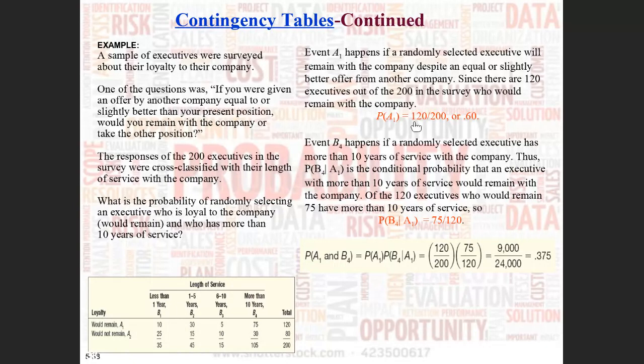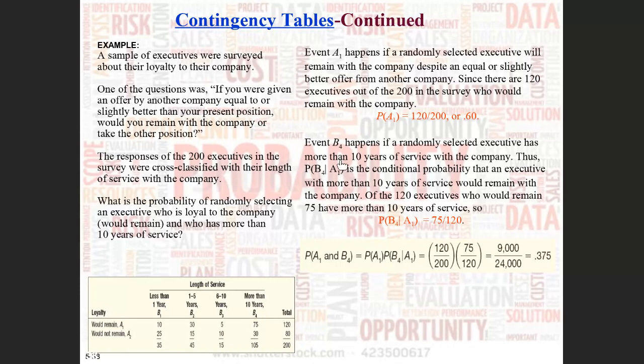So event A1, which is this, they would remain, happens if a randomly selected executive will remain with the company despite an equally or slightly better offer from another company. Since there are 120 executives out of the 200 in the survey who would remain with the company, okay, look at these totals, 120 divided by 200, or 0.6 or 60%.